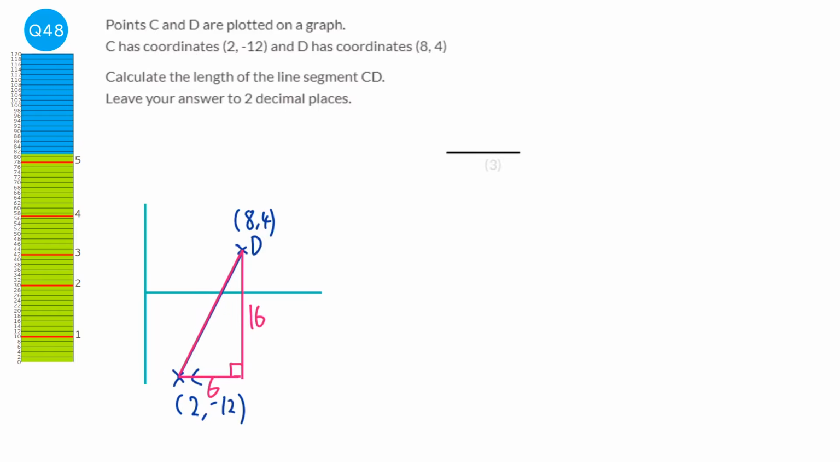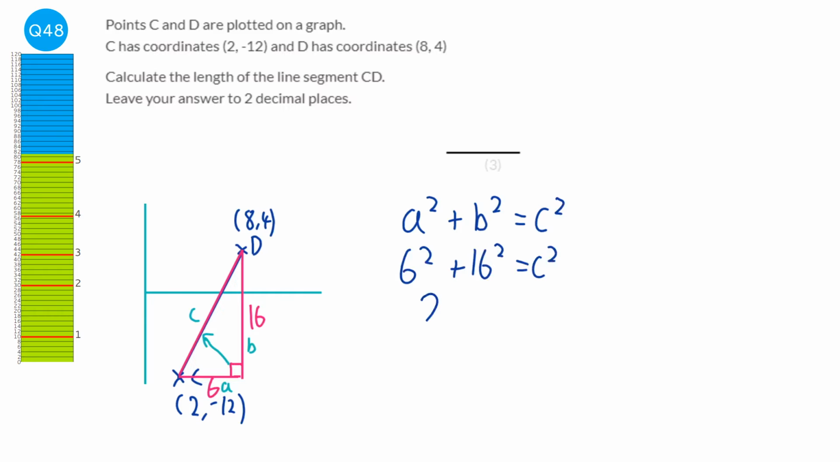So for Pythagoras, label the sides A, B and C, with C being the one opposite the right angle. And we write down Pythagoras' theorem, which is a squared plus b squared equals c squared. A squared, we've said, is 6, b is 16, and 6 squared plus 16 squared is going to be 292.